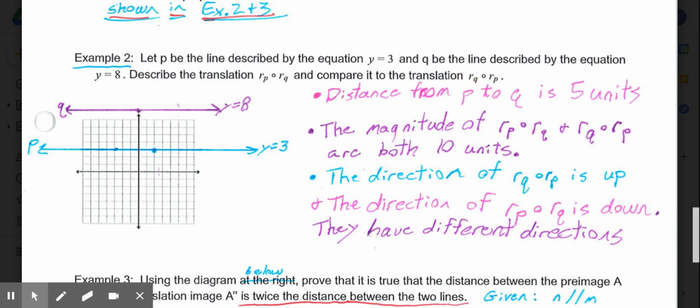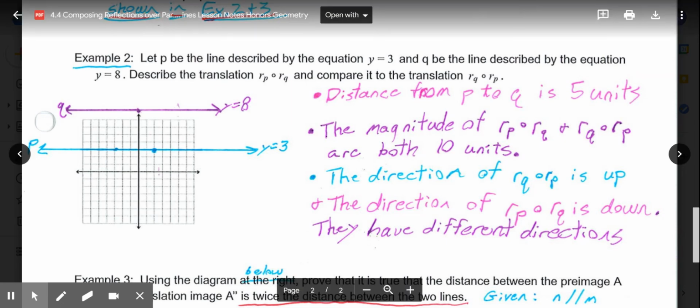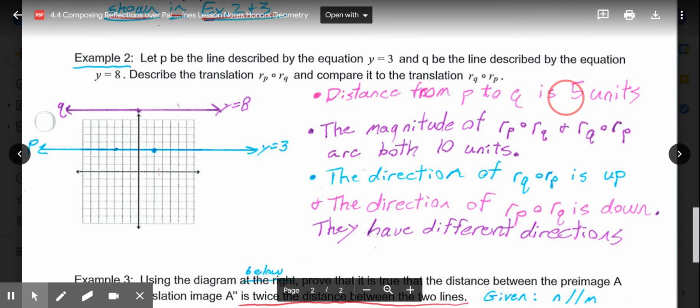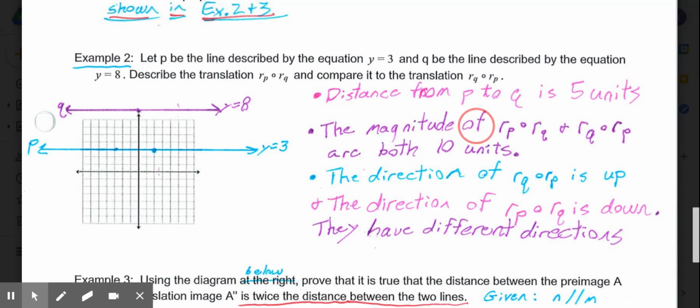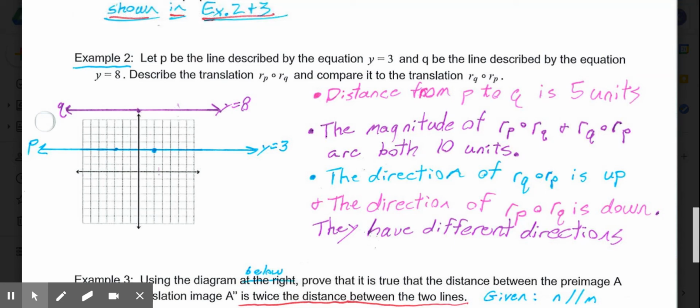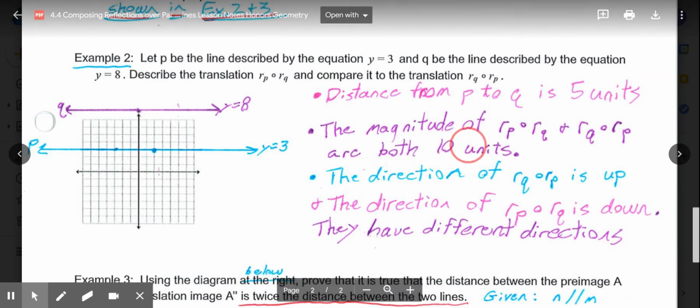So the first thing we want to think about is the distance from the line P to Q. And the distance here, 8 minus 3, tells me these are 5 units apart. So my distance from P to Q is 5 units. The magnitude of any reflection over Q, then over P, or vice versa, over P, then over Q, is going to be twice that distance. So whatever the distance is, our magnitude's double that. So our magnitude would be 10 units.